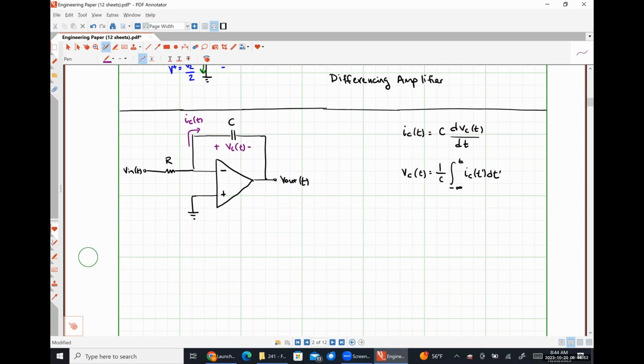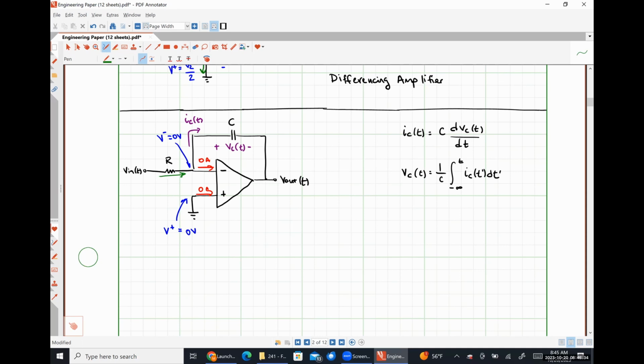Okay. So let's start by observing that no current can flow into or out of our input terminals. The voltage present at the non-inverting input terminal is 0 volts, which means the voltage present at the inverting input terminal must also be 0 volts. And what I'm going to do now is I'm still going to do Kirchhoff's current law, but I'm going to do it slightly differently. So I'm going to say that the current flowing in has to equal the current flowing out.